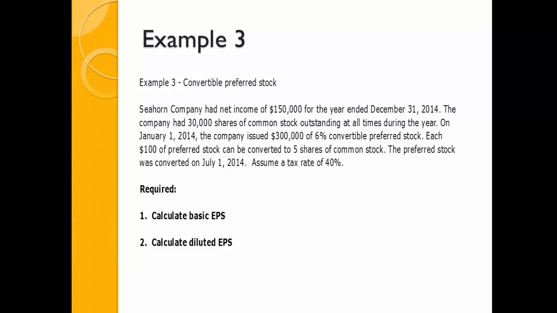Each $100 of preferred stock can be converted into 5 shares of common stock. Assume a tax rate of 40%. So what we have here is the 300,000 shares of preferred stock, and this is 6% preferred stock. $100 of the preferred stock can be converted into 5 shares of common stock. So let's look at the transaction here.